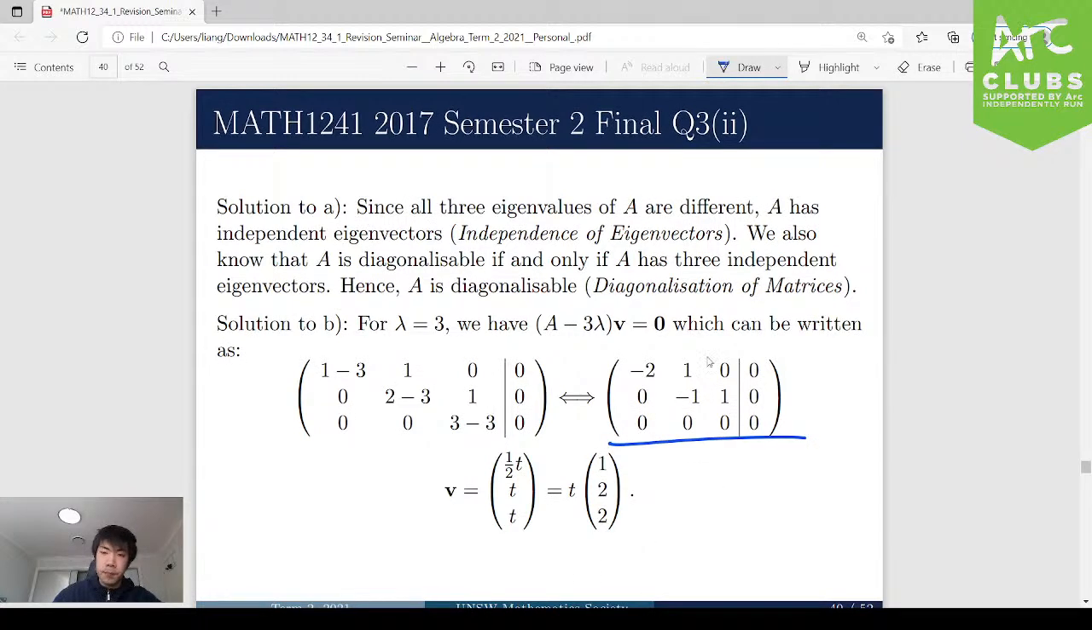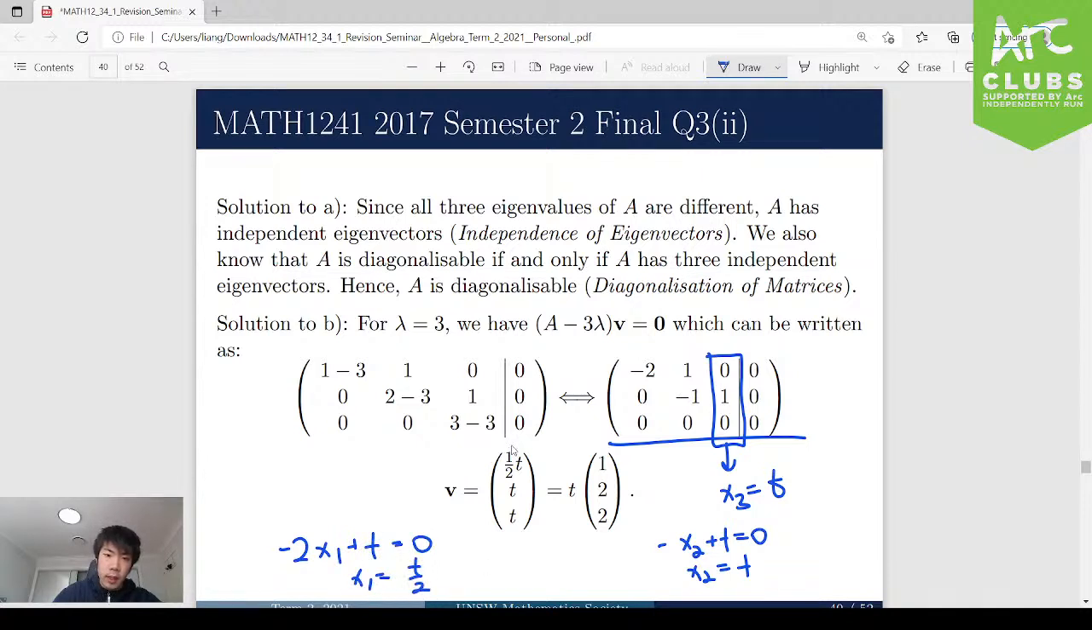And as you can see, this is a non-leading column. So we'll set x3 as our free parameter t. Okay, and if we do that, then when we back substitute, you get negative x2 plus t equals 0. So x2 equals t as well. Back substitute one more time, you get negative 2x1 plus t equals 0. So x1 has to equal t on 2. And that's where we get this vector here from.